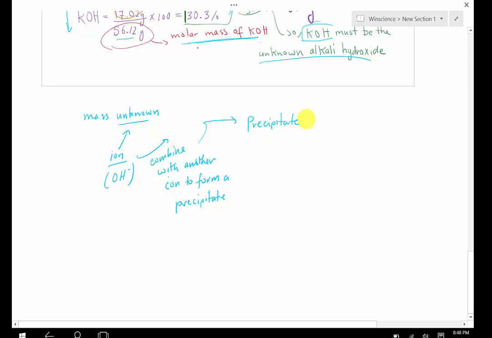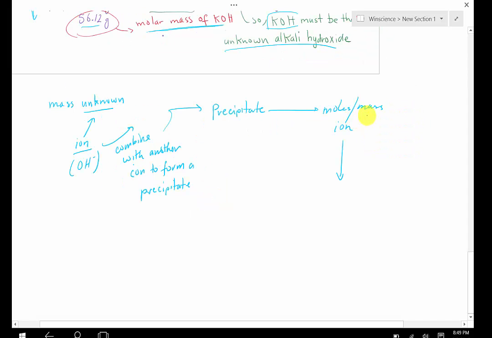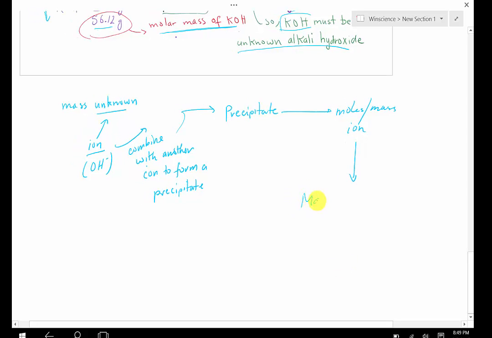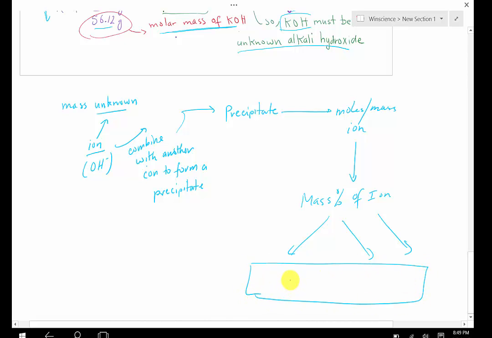Once we get the mass of precipitate, we can solve for the moles and mass of ions. Once we find the mass of the ions in the unknown sample, we can determine the mass percent of those ions in the sample. And then we compare it to the possible unknowns based on their mass percent as well.